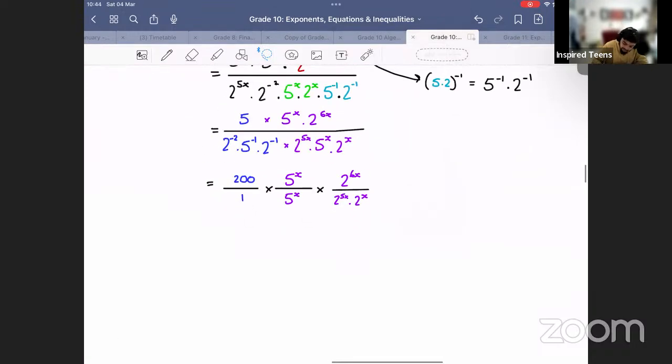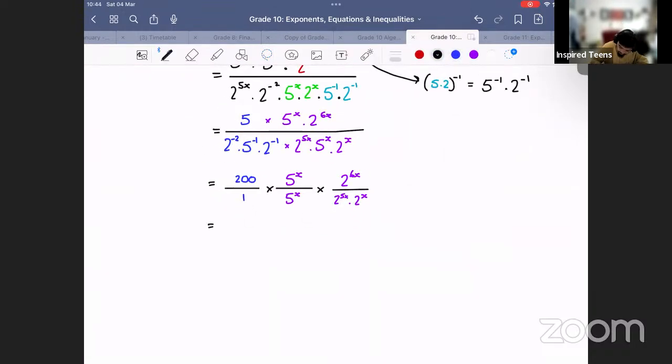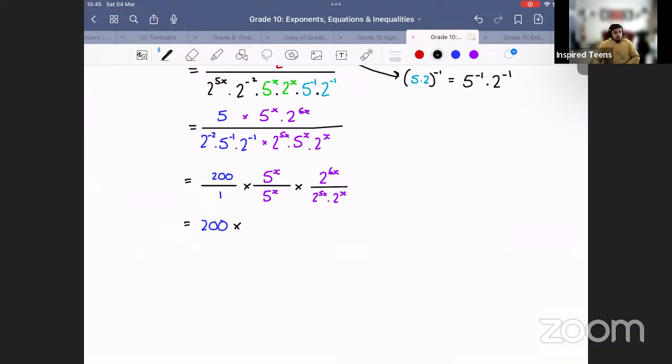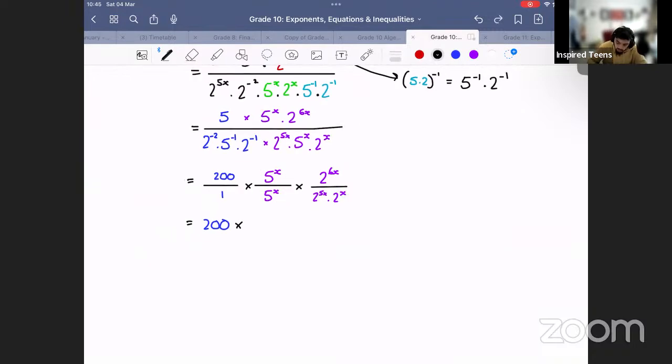Okay, so now I can simplify. With the numbers, I'm left with just 200, which is fine. Times 5 to the power of x over 5 to the x. 5 to the x and 5 to the x is the same thing. When I divide them, I get 1. If I'm talking exponents, if I have the same bases in division, I say top exponent minus bottom exponent. So 5 to the power of x minus x, which is 0. And anything to the power of 0 is 1. But let's just do it in terms of exponents.